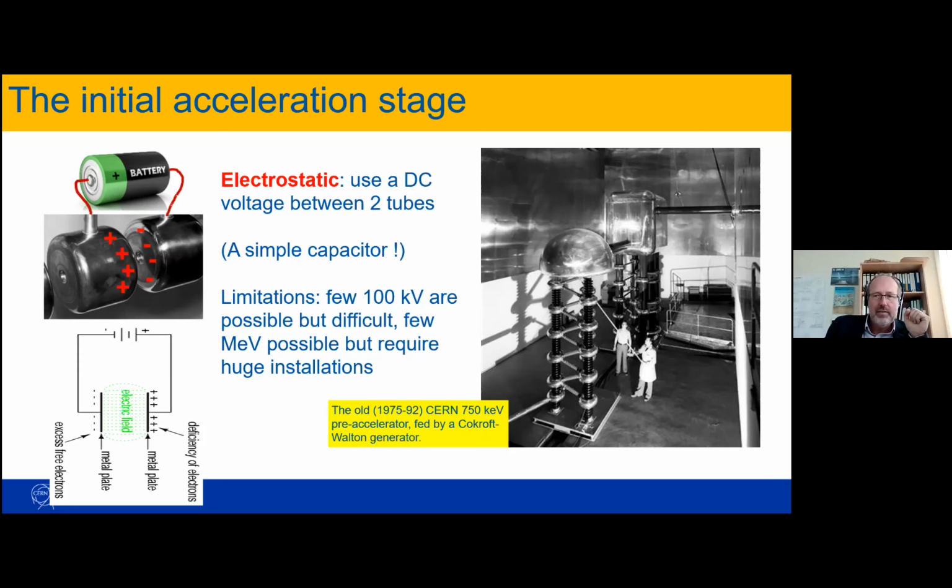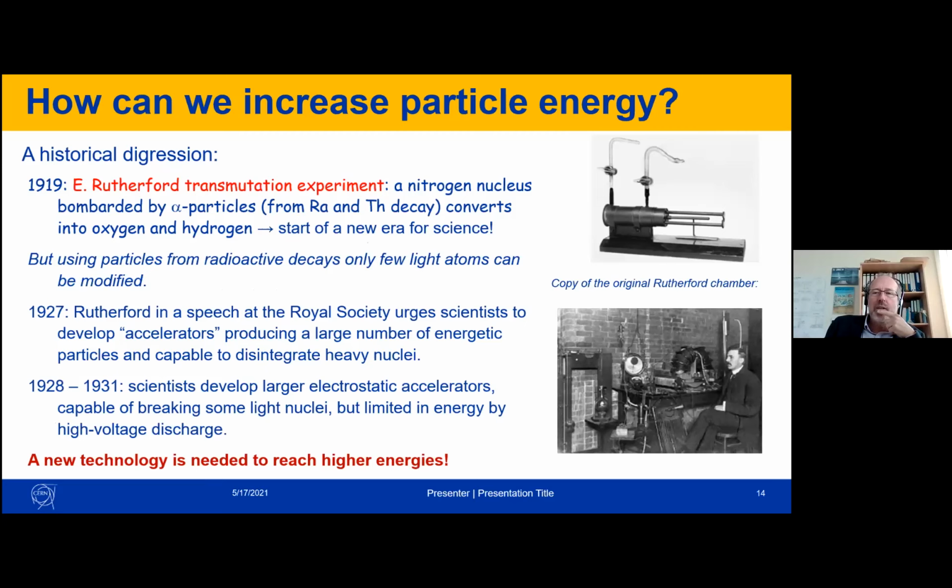You need another trick. But before talking about this other trick, I will tell you why there was this, at a certain moment in the 20s, there was a race really to increase the energy of accelerators. Because the first experiment that was done by Rutherford in 1919 showed that one could change nuclei from one element to the other. It was the start of nuclear physics, was a new era for science, and people wanted to do it with more and more atoms.